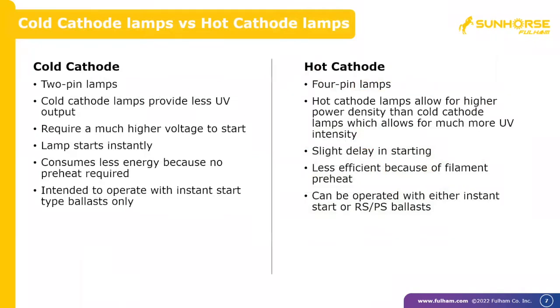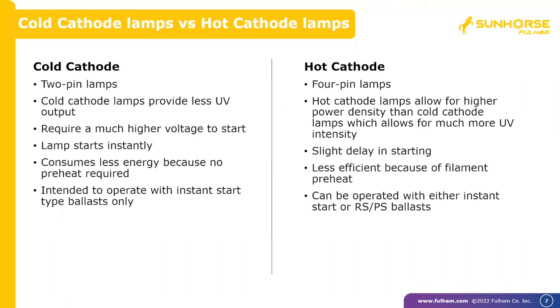On this slide, we're giving a breakdown comparing a cold cathode type lamp and a hot cathode type lamp. Cold cathode is typically paired with an instant start ballast. They usually tend to output slightly less UV radiation when compared to a hot cathode lamp. They require no preheat, so you do get an instant on, and there is no additional energy requirement for preheating the filament.